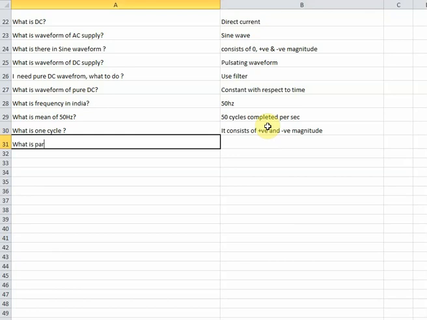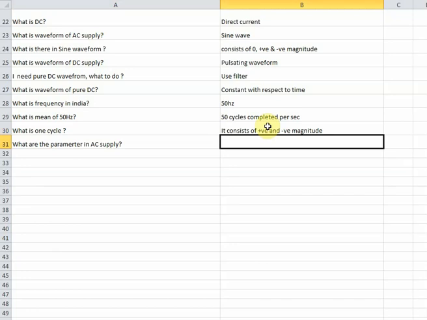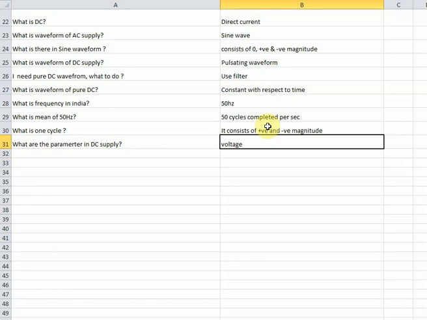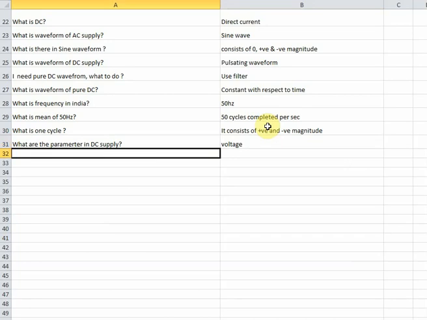What are the parameters in DC? Voltage. Current depends on load. Voltage and frequency? Shall I write voltage and frequency? Only voltage. No frequency on the DC power supply.